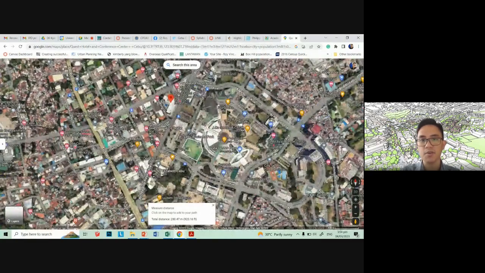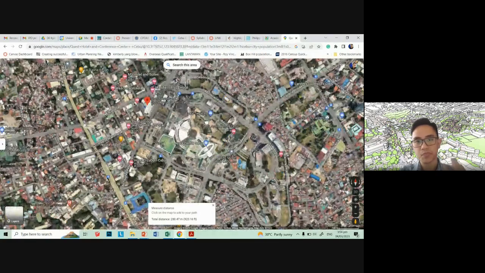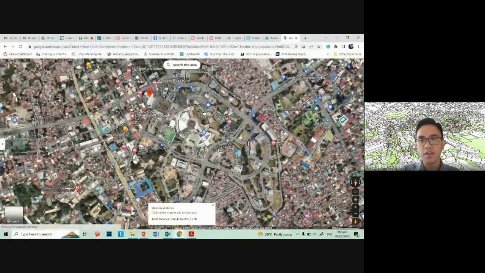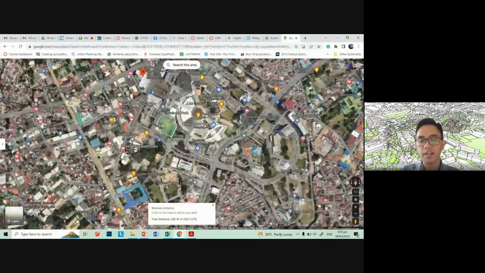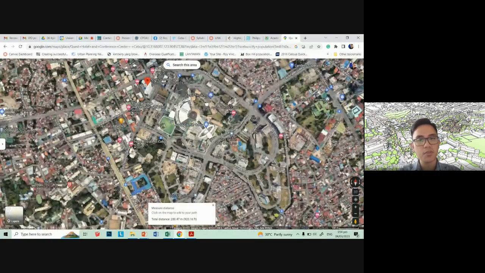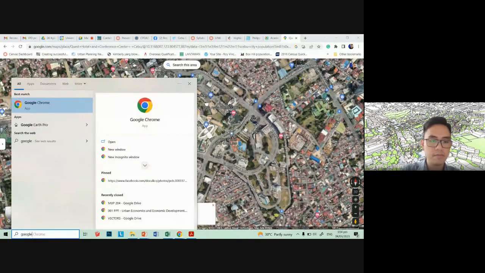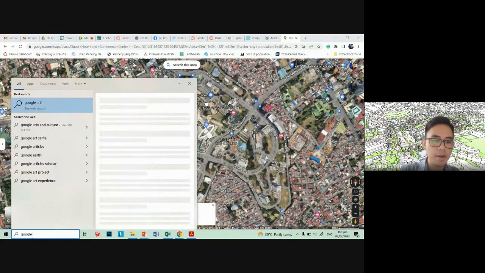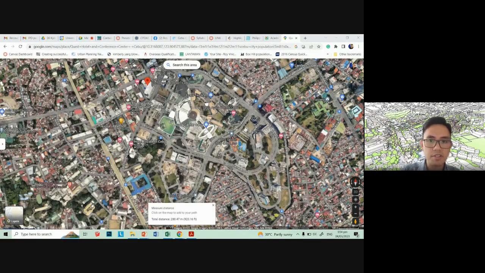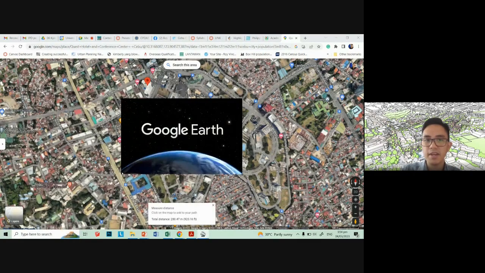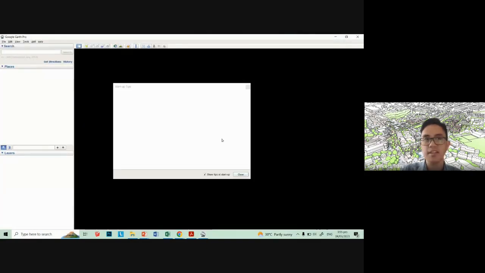So how that shapes a city is that either the settlements come first or the Ayala comes first. And how you will know which comes first is that you need to look at the history of the area. I have my Google Earth here. My best guess is that Ayala came first. I think it was constructed in the 1990s. And by the 1990s, I don't think this area was as dense as it is today.